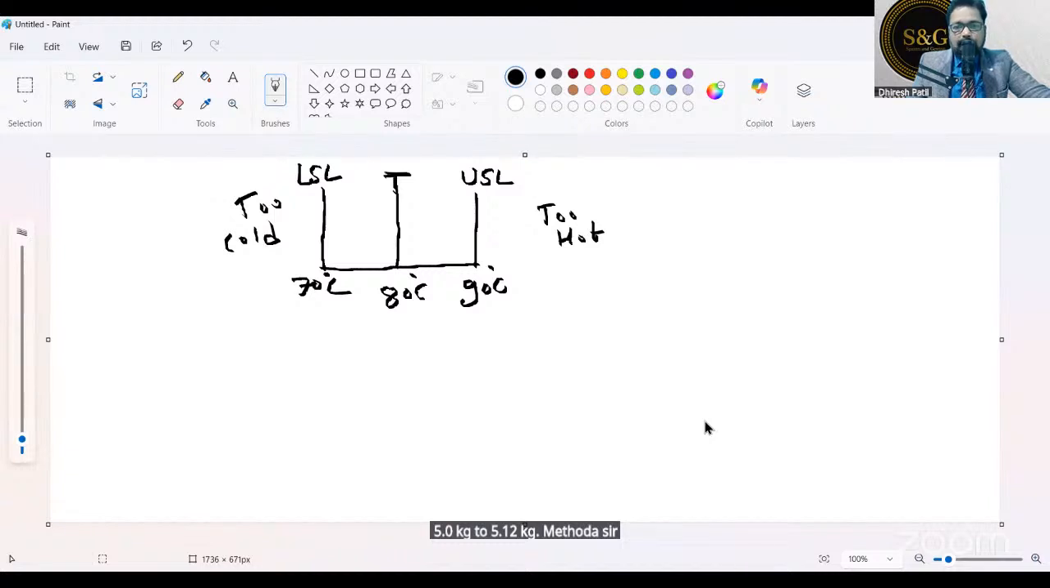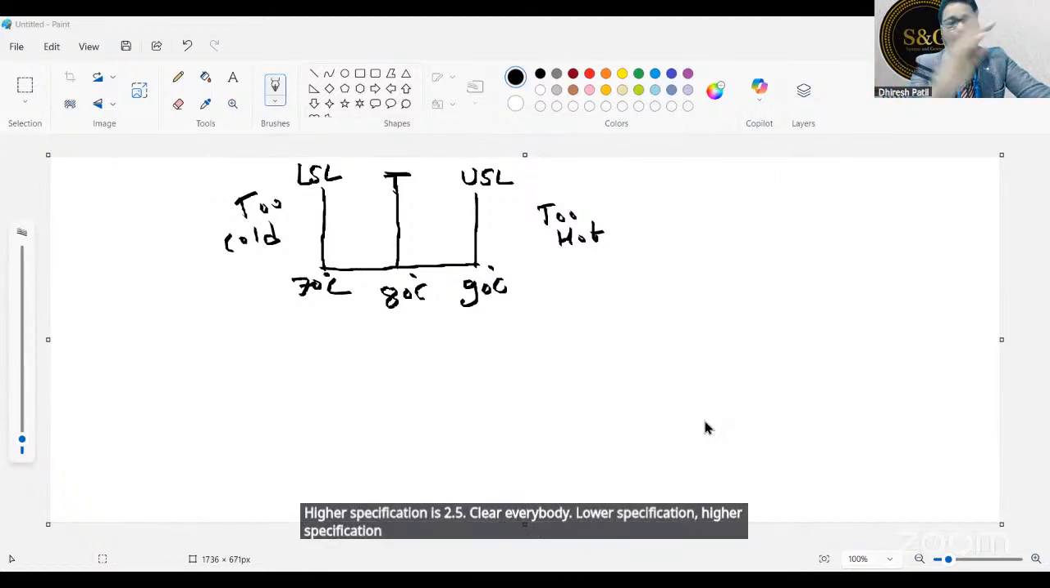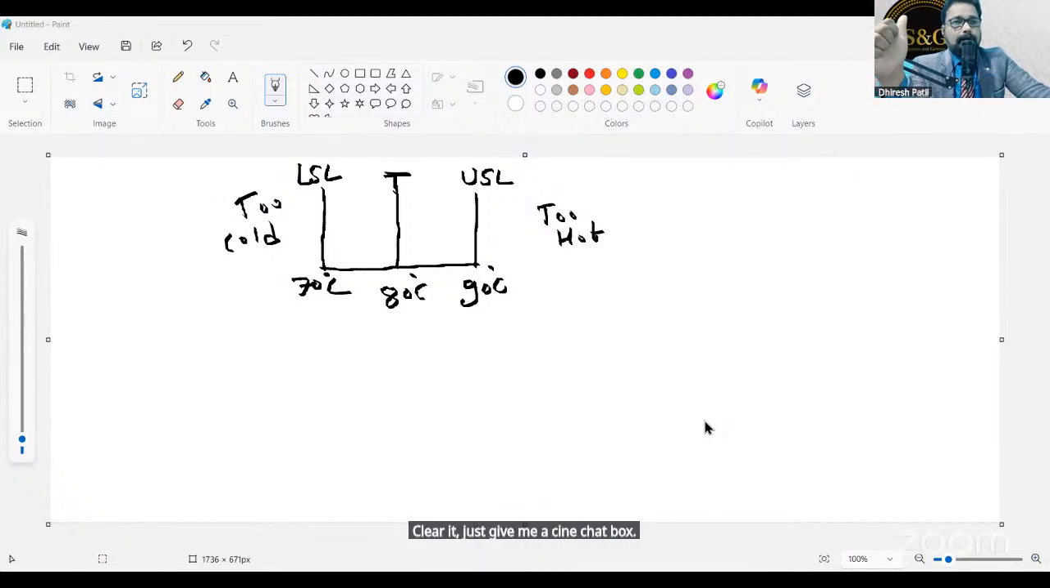Perfect. Metal pipe thickness 2 mm to 2.5 mm. Fantastic. So the lower specification is 2 mm, the higher specification is 2.5 mm. Clear, everybody? Lower specification, higher specification, upper specification limit, lower specification limit. Clear? Just give me yes in the chat box.